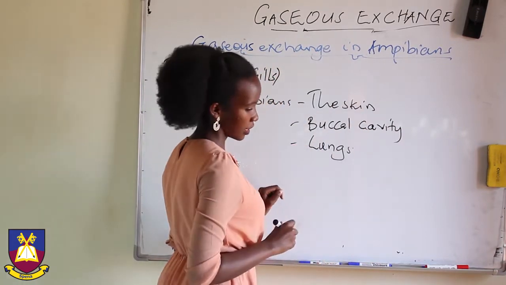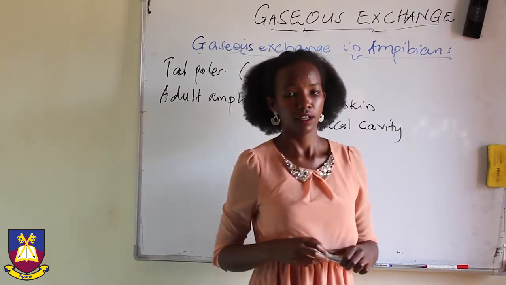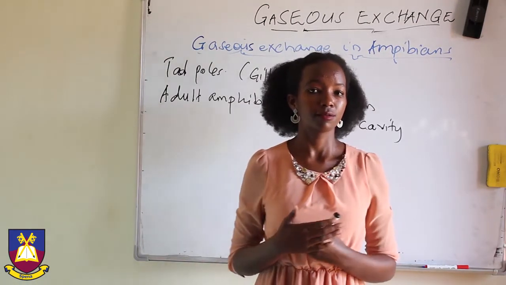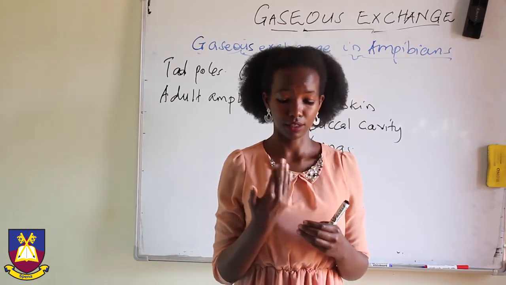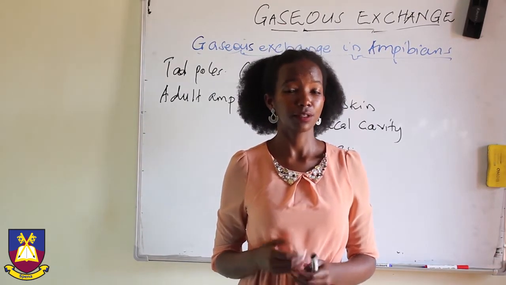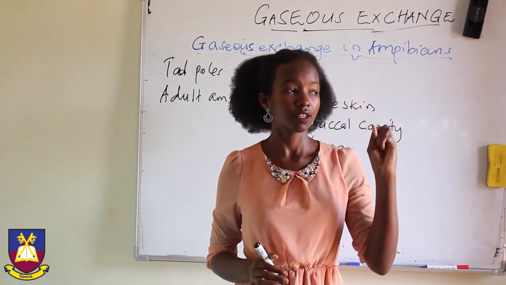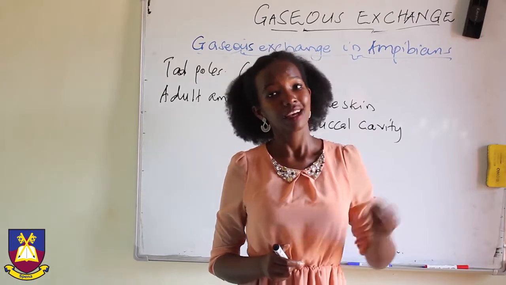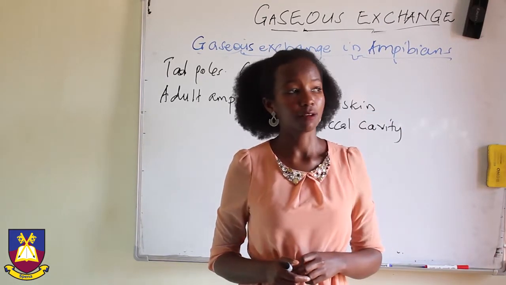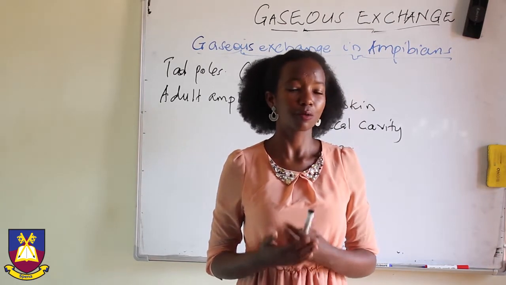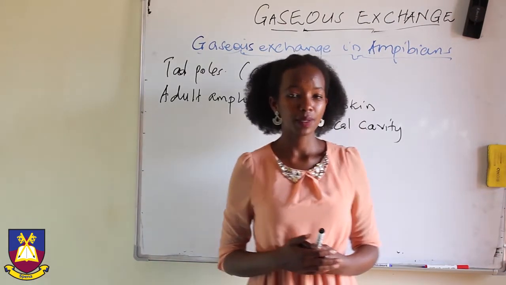and let us start with the skin. The skin is thin and wet. Now, the wetness on the skin allows oxygen from the atmosphere to dissolve in that liquid on the skin, so that it diffuses. Right underneath the skin, there is a rich network of blood capillaries.